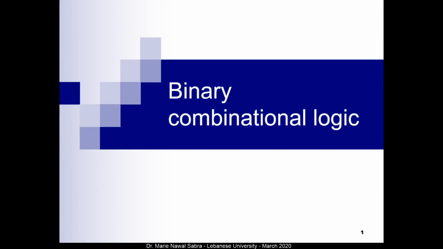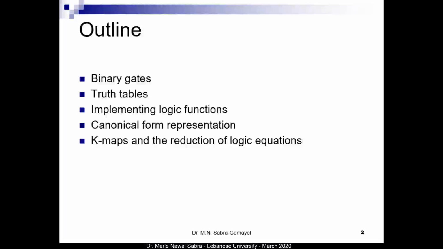This chapter is about binary combinational logic. The outline of the chapter is we are going to begin with binary gates, truth tables, how to implement a logic function, and canonical form representation. In the first presentation, I'm going to talk about these topics, and in the second presentation, I'm going to talk about the K-maps and how to reduce logic equations using K-maps.